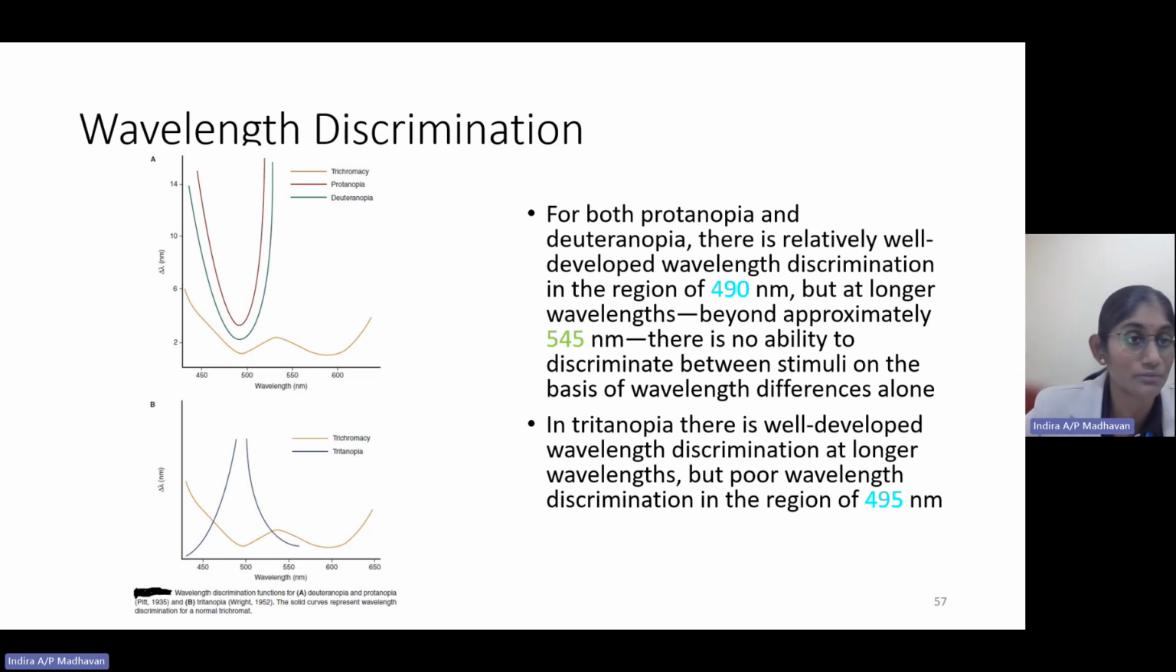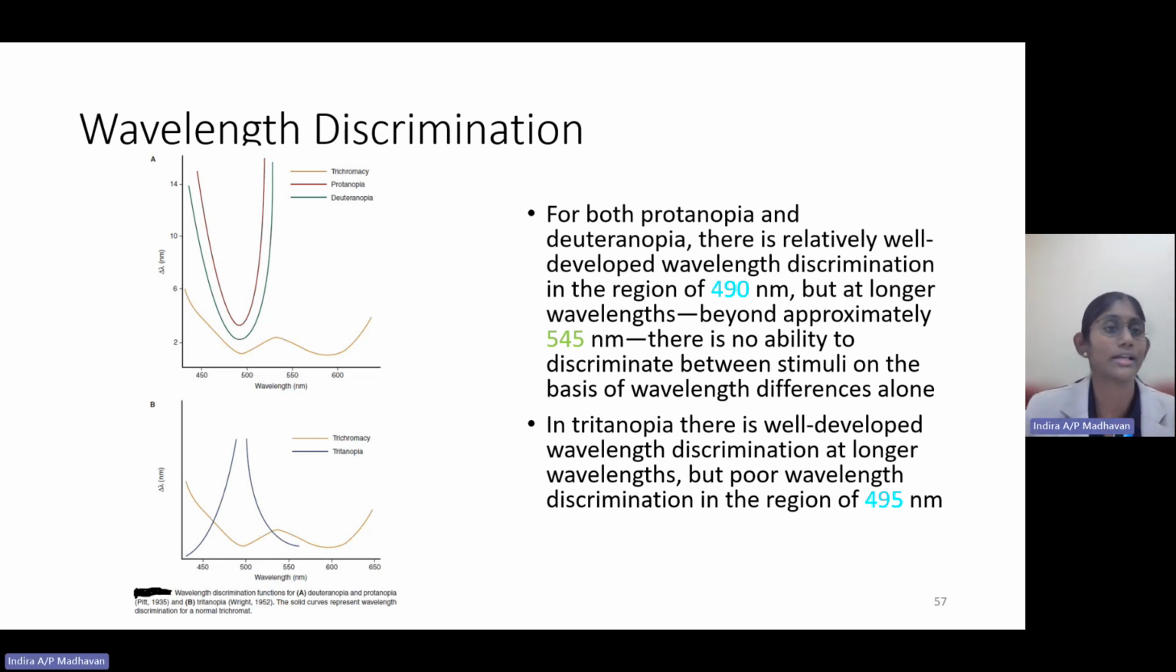The same applies for the blue color. When it is shorter, about 400 and 390, when we are given those colors, we won't be able to say that these two colors are different colors. So the sensitivity is lesser.